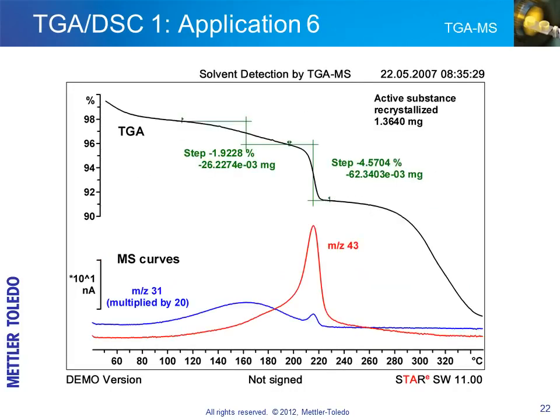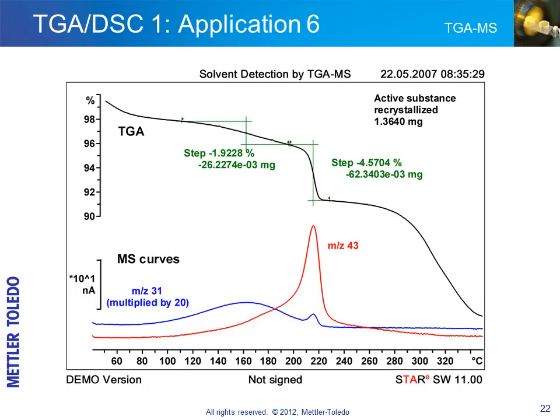This slide shows an example from the pharmaceutical industry that uses mass spectrometry. Many active pharmaceutical substances are recrystallized from solvents. As a result, residues of solvents often remain in the product. A hyphenated technique, such as a TGA-MS combination, is ideal for detecting and identifying such undesired residues.